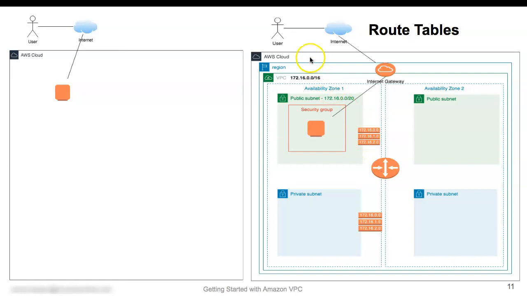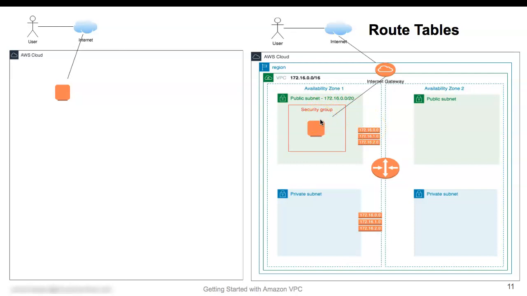Whenever a user is trying to connect to your EC2 instance, and when the request reaches the internet gateway, then internally the routing entries will be checked. Now the routing table will decide whether to allow the traffic to reach your EC2 instance or not.